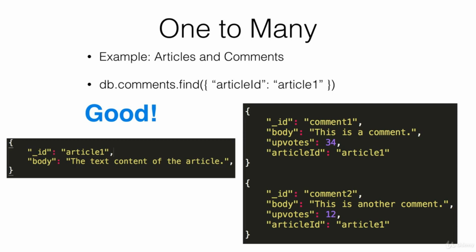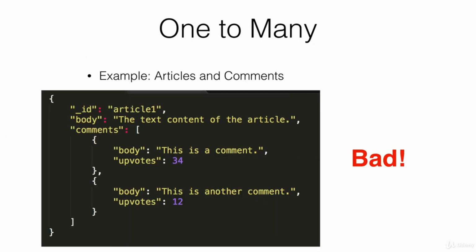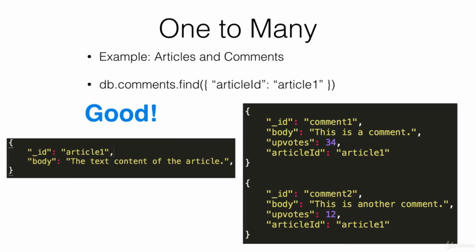So therefore, if you're loading this article on a web page and you want to find all the comments along with it, you just need to run a command like db.comments.find, where article ID is equal to article 1. And that will happen at the same speed as loading this. The reason why this is better is because if you want to upvote any particular comment, you no longer have to traverse through this comments array. You can just specifically refer to any one of these comments and change the upvotes counter.